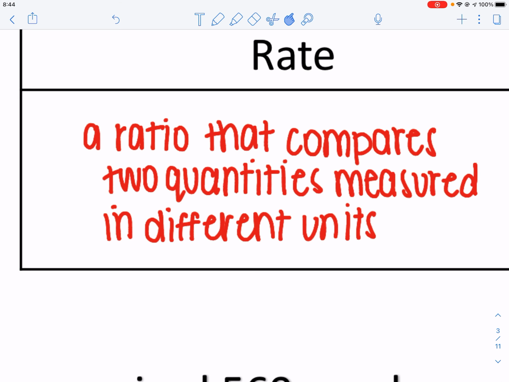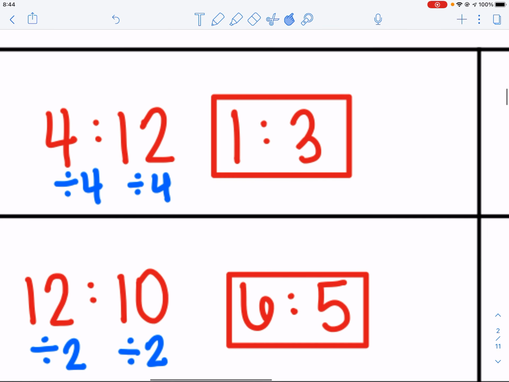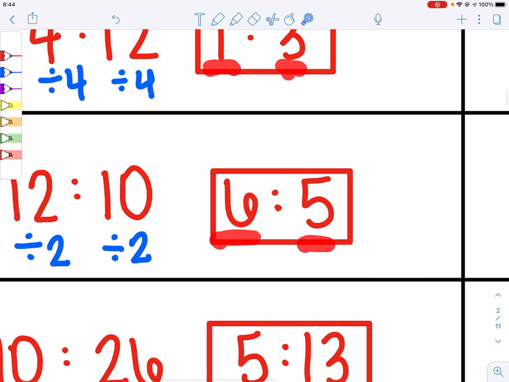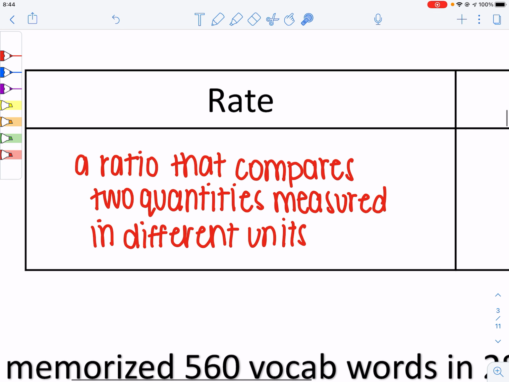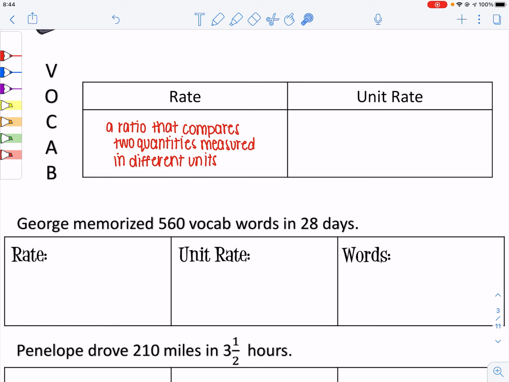Okay, so like in the last example we did with the baseball players, this one, it was 1 baseball player to 3 baseball players, or 6 baseball players to 5 baseball players. So instead of that, we need them to be measured in different quantities. That's our biggest thing with rates. You could be comparing money in candy bars, or you're comparing miles in hours, or points per game, points in games. So it just depends on what your quantities are, but they have to be different units, okay?